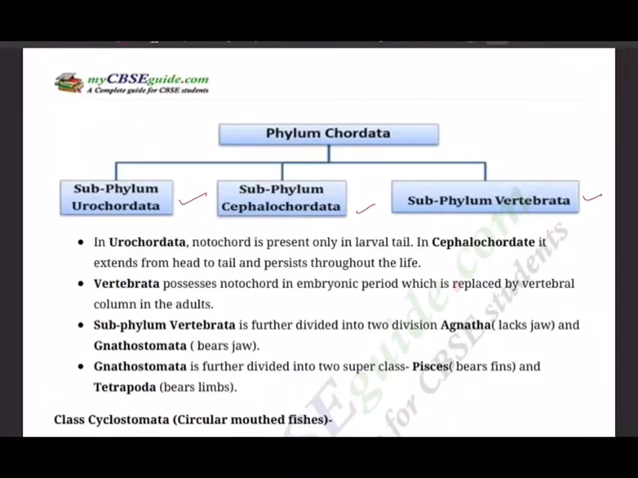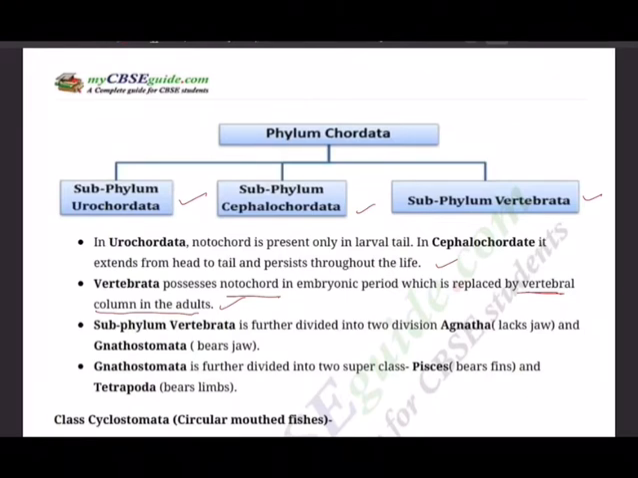In Cephalochordata, it extends from head to tail and persists throughout life. Vertebrata possess a notochord in the embryonic period, which is replaced, as I said, by the vertebral column in adults. So the notochord has become the vertebral column. Subphylum Vertebrata is further divided into two divisions.